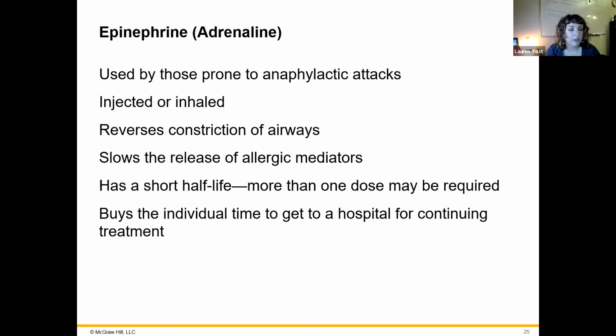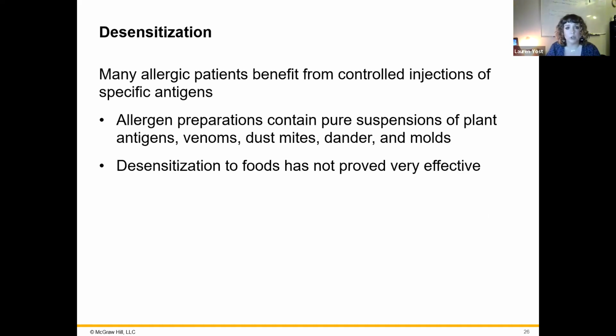Okay, epinephrine, also known as adrenaline, it's the same thing. These will be used in the case of anaphylactic attacks to try to reverse that constriction of the airways, open airways back up so you can breathe again. It'll slow the release of the allergic mediators involved. It has a very short life, however, so it'll buy you time to get to the hospital, but don't think that because you used your EpiPen and you feel better that you're good to go home, because when it wears off, you could be in serious danger.